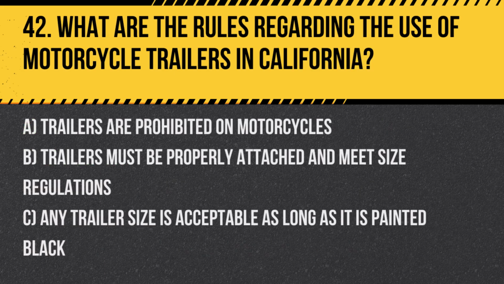Question 42. What are the rules regarding the use of motorcycle trailers in California? A. Trailers are prohibited on motorcycles. B. Trailers must be properly attached and meet size regulations. C. Any trailer size is acceptable as long as it is painted black. Answer: B. Trailers must be properly attached and meet size regulations. Ensuring that trailers are safe and legal helps prevent accidents and traffic issues.